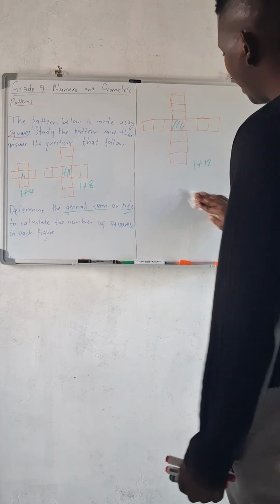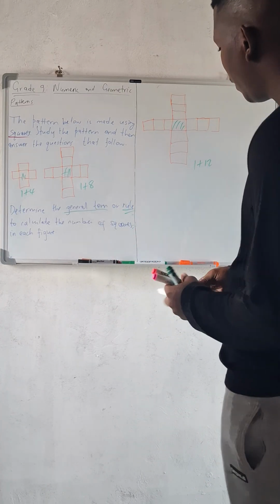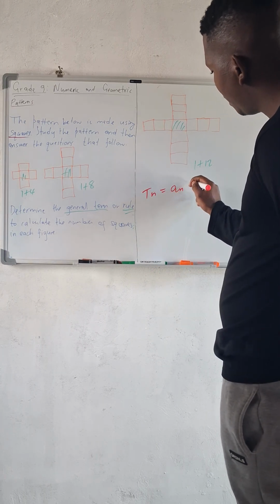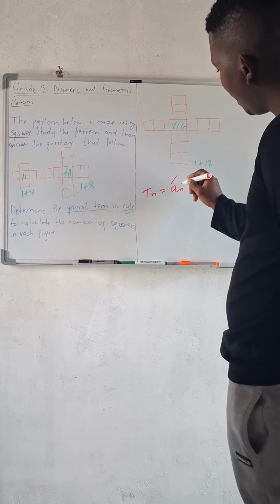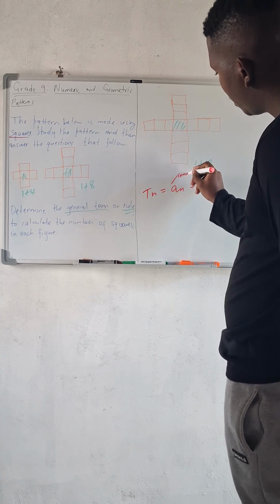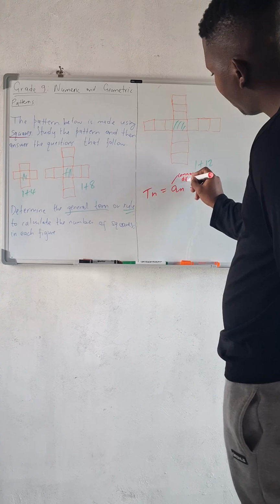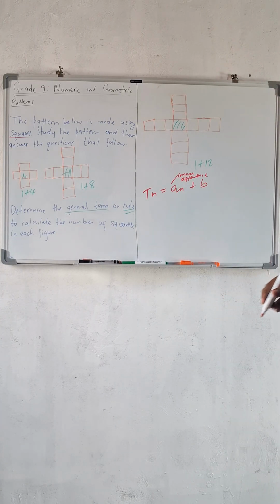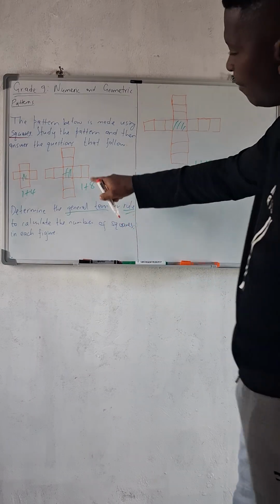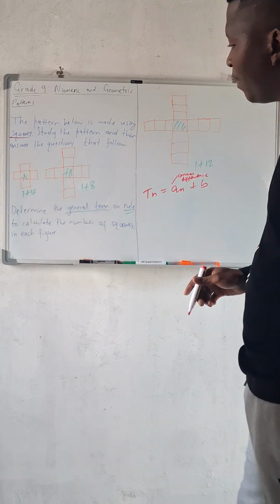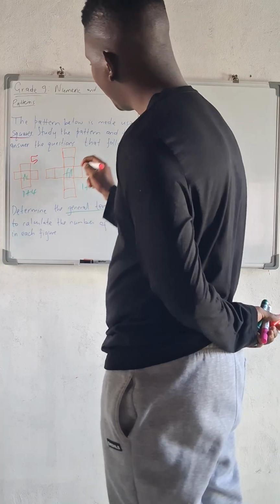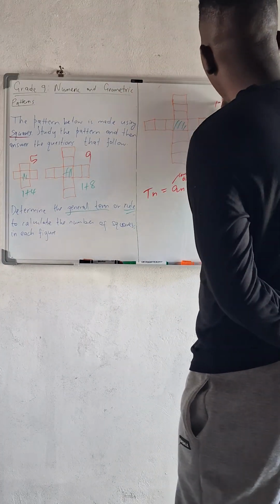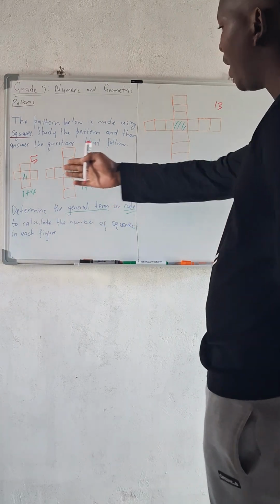So there is a formula. The formula is Tn is equal to An plus B, and A is the common difference, right? The common difference. The value of this term minus the value of that other term. So this will be 5 here, the value of the first term, this one will be 9, likewise this one will be 13, and as you can see we have a difference of 4.